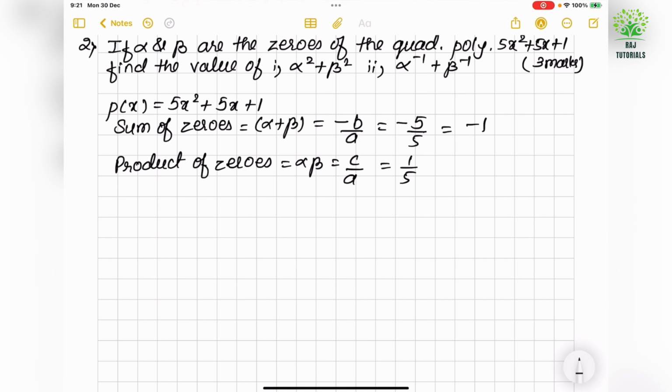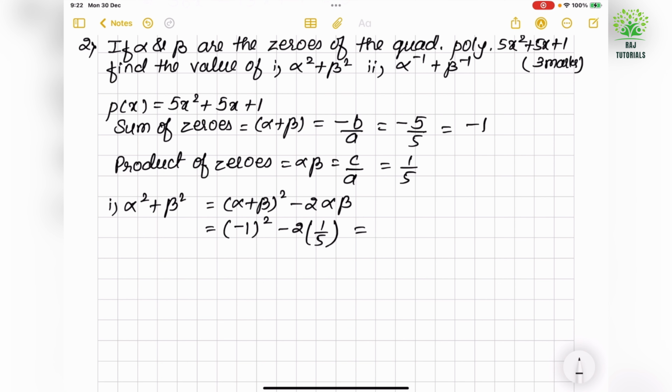Now first one he has asked alpha square plus beta square. So that I can write as alpha plus beta whole square minus 2 alpha beta. So that will be minus 1 whole square minus 2 into 1 by 5. So that will be 1 minus 2 upon 5. So if I do LCM 5, so 5 minus 2. So it should be 3 upon 5.